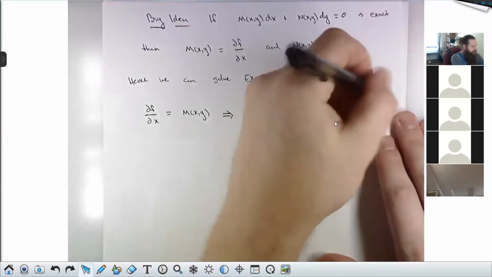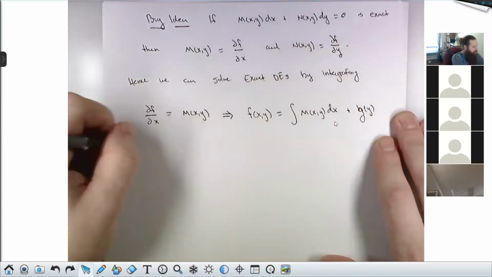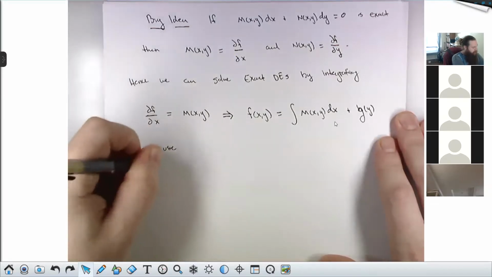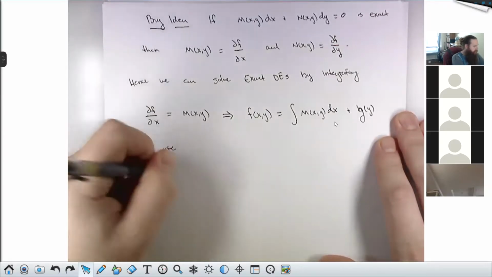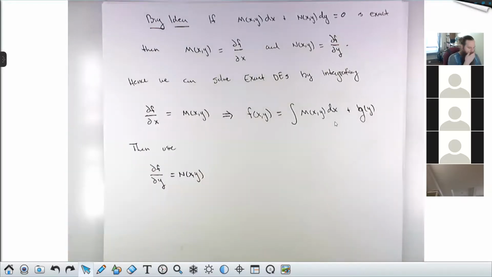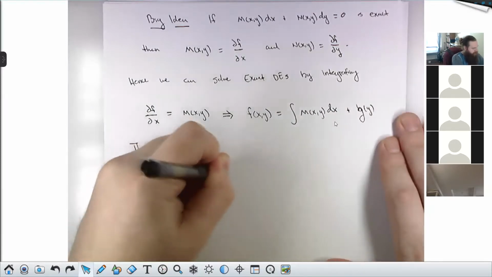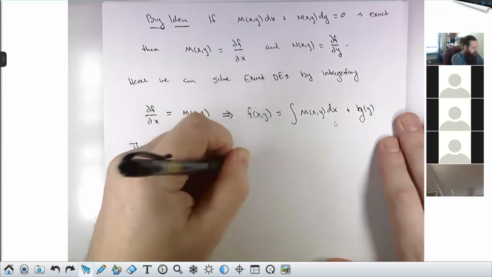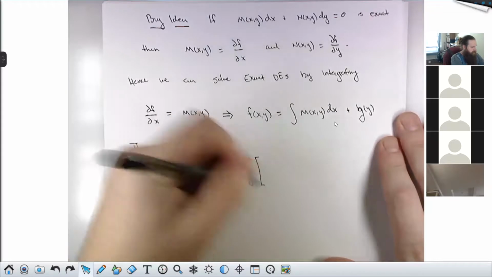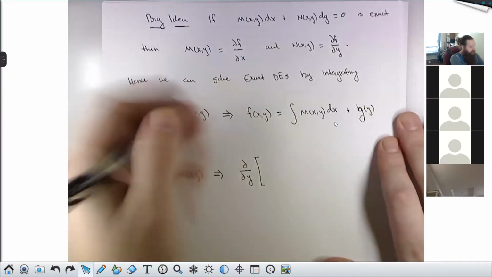So now we have a guess at what f is. Then we use the fact that df dy is equal to n of x,y to try and find this function g. So what we'll do is we'll say, okay, this should be d dy of all this, because that's supposed to be f.